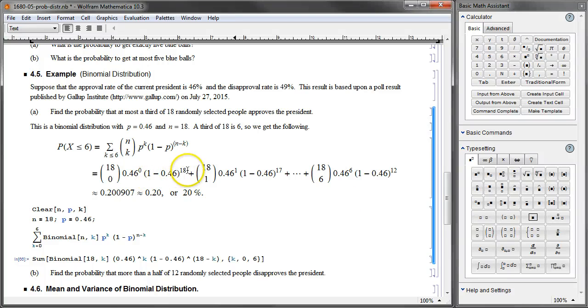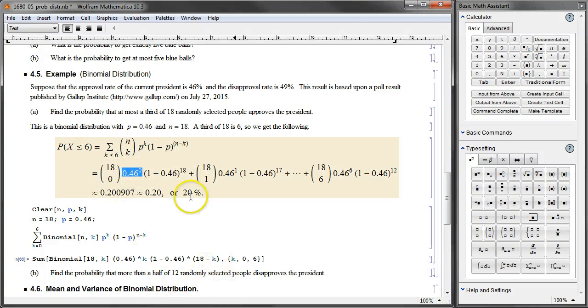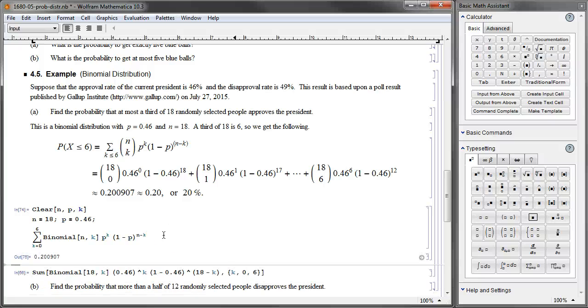Here we go. 0 successes: 0.46 to the 0th power, 1 minus that to the 18th power. So 0 successes, 18 failures. 1 success, 17 failures, and so on and so forth. 16 successes, 12 failures. They all add up to 18, and then each of them has a binomial coefficient. Add them all up, and you're going to get 0.2 something. I can do this rather quickly with my mathematical computation, but if you're using a handheld calculator, that could be a bit of a problem.